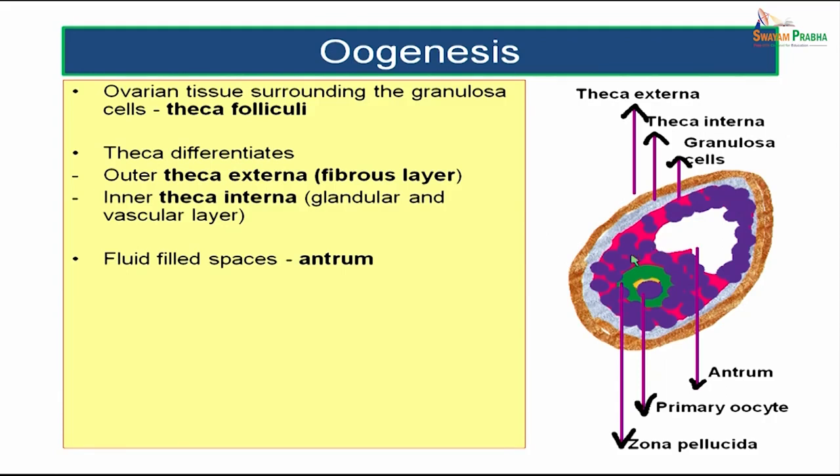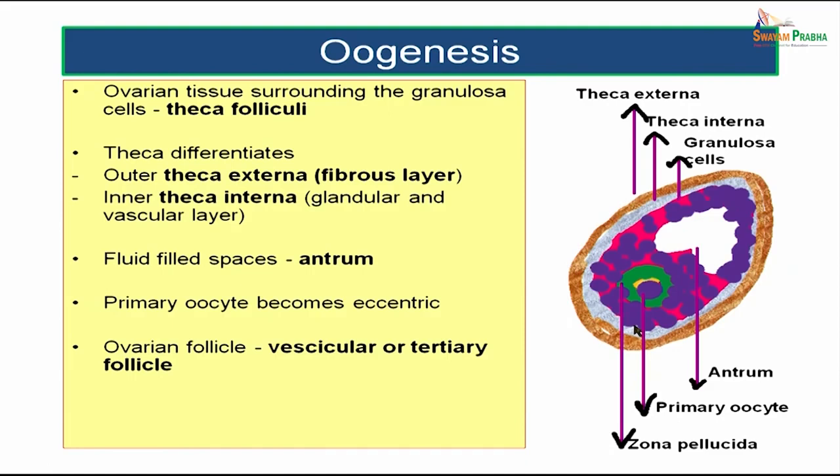Now we can see that within the granulosa cells, there are some spaces developing. There are very fine spaces in the beginning, which later coalesce to form a larger space. This larger space is known as the antrum. Because of the formation of the antrum, the primary oocyte will be pushed towards the periphery, and its position will shift from the center to an eccentric position.